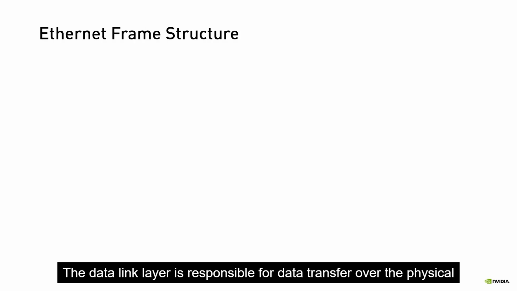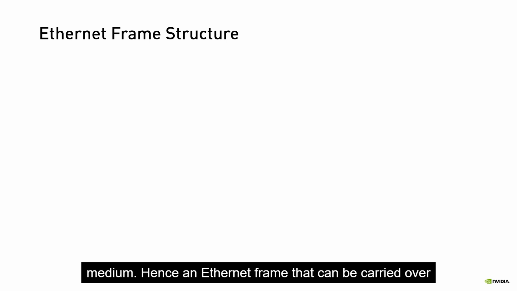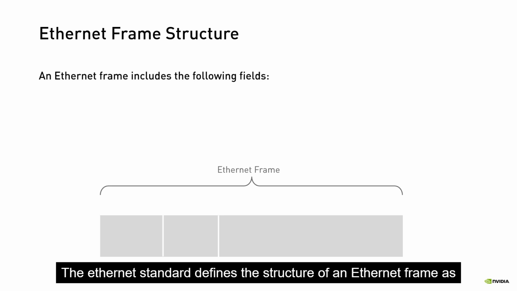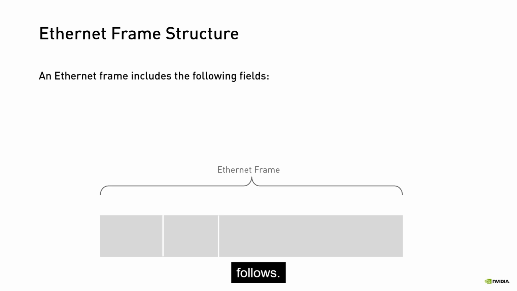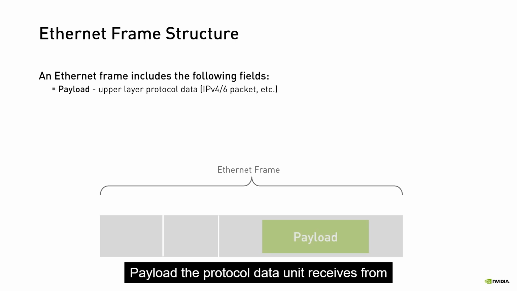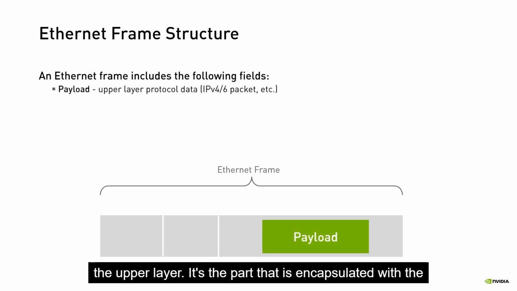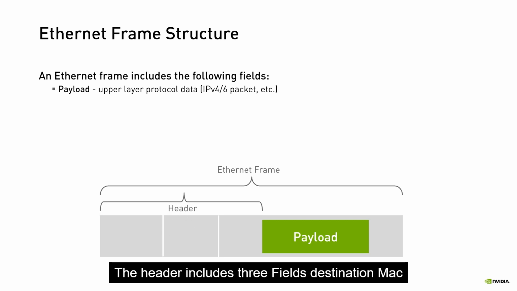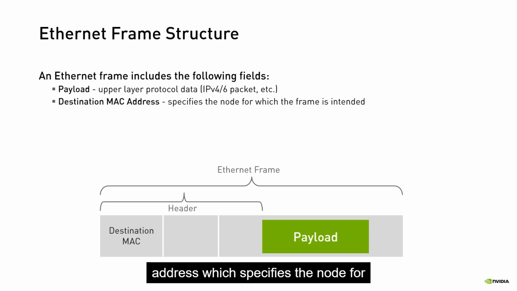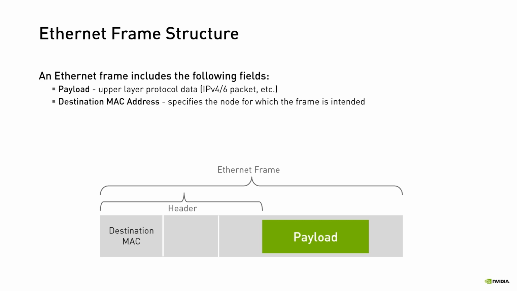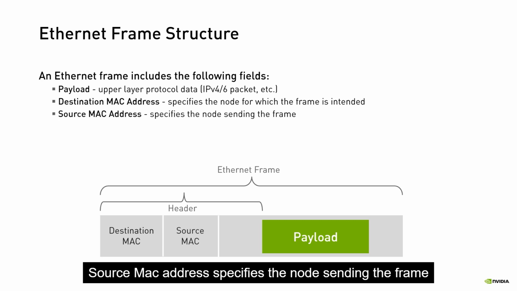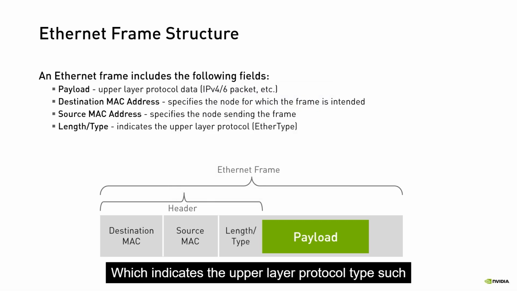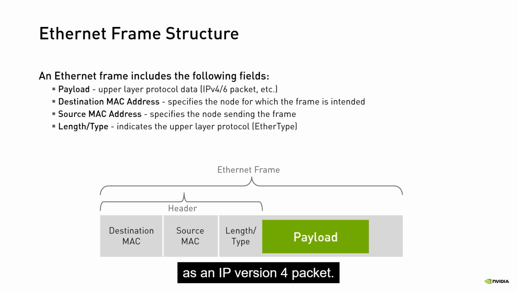The data link layer is responsible for data transfer over the physical medium, hence an Ethernet frame that can be carried over the Ethernet network created. The Ethernet standard defines the structure of an Ethernet frame as follows. Payload, the protocol data unit received from the upper layer. It's the part that is encapsulated with the layer 2 header to construct a frame. The header includes 3 fields: destination MAC address, which specifies the node for which the frame is intended; source MAC address, which specifies the node sending the frame; and type field, also known as ether type, which indicates the upper layer protocol type, such as an IP version 4 packet.